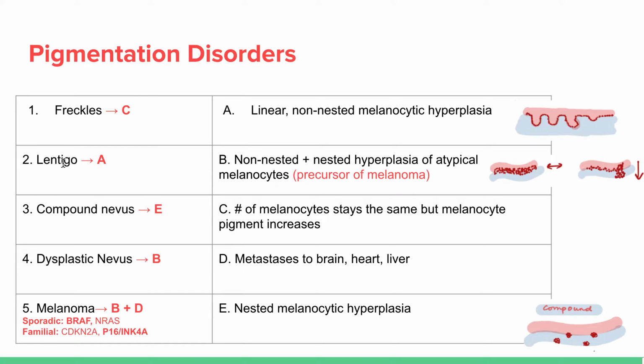Lentigo are slightly different than freckles. Even though they might look like freckles, they're actually more permanent. They don't just come and go. And we do see an increase in number of melanocytes in lentigo. So we do see melanocytic hyperplasia, but it's more linear. So you can see a more linear, non-nested melanocytic hyperplasia.